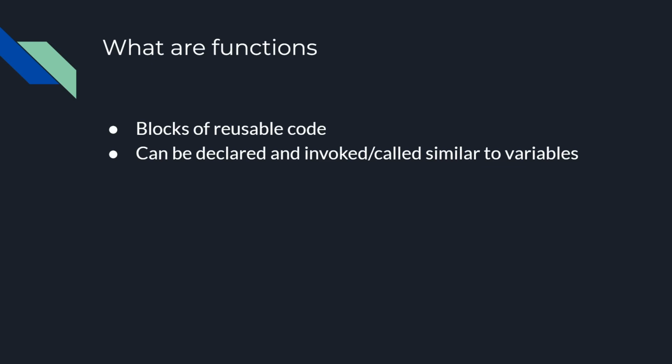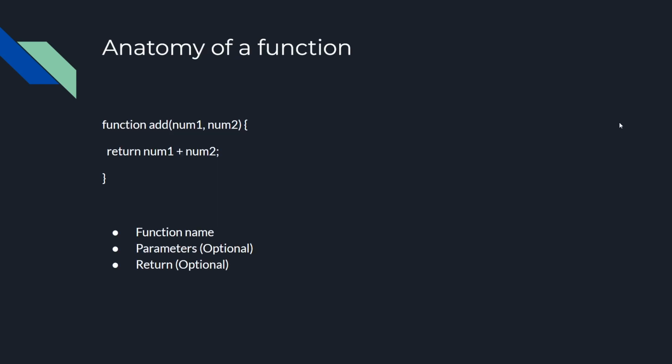It's a block of reusable code, and just like variables, you can declare them, but unlike variables, they're more active, as in you can invoke the function to have it perform some action you kind of predetermine. So here's an example of a function. So we have a very straightforward function that takes in two numbers and it returns the sum of two numbers.